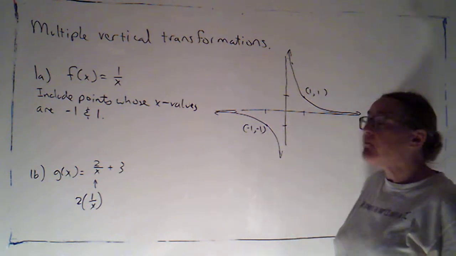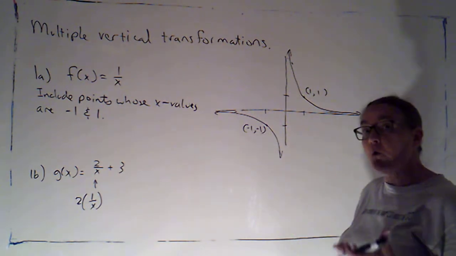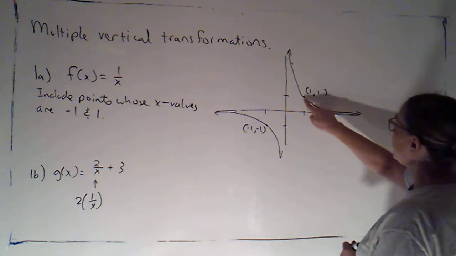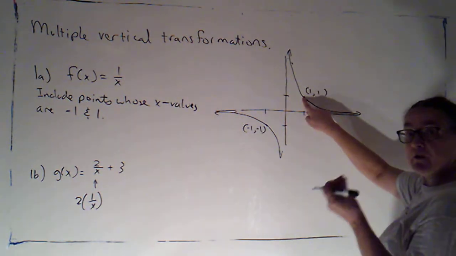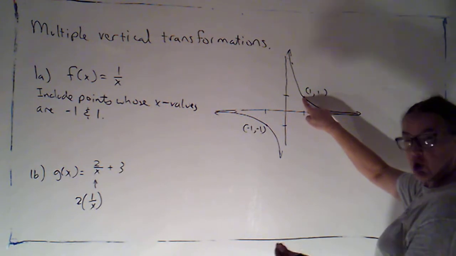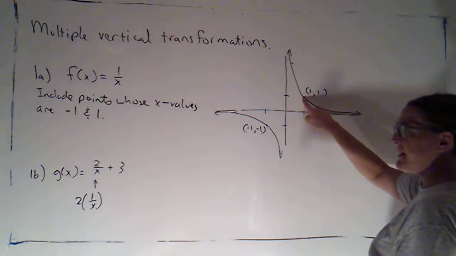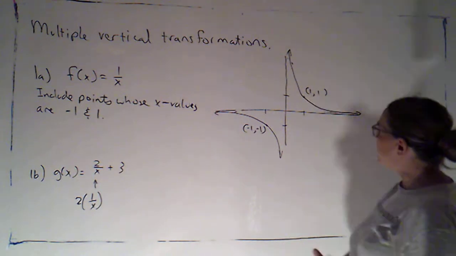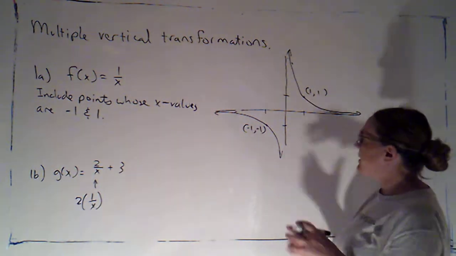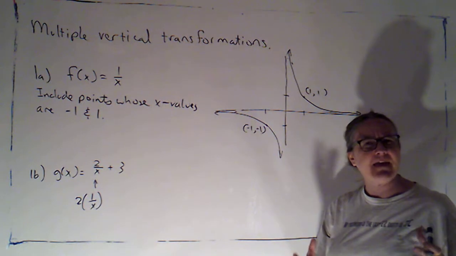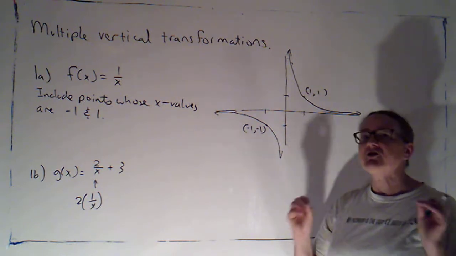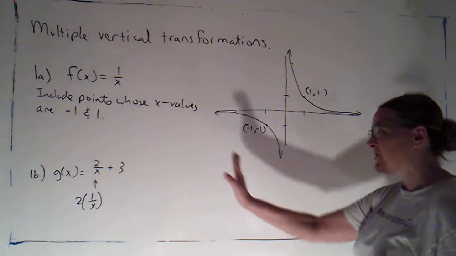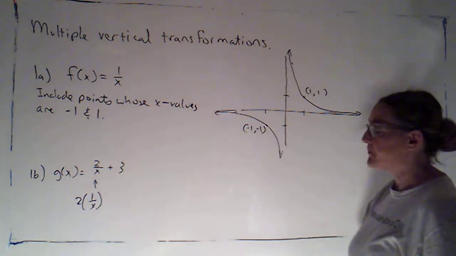Now, when I'm doing more than one thing vertically, the order makes a difference. Because let's just take a look. The y value here is 1. If I were to double 1, that would make it 2. And then if I added 3 to that, that's going to give me 5. If I added 3 first, 1 plus 3 would be 4, and if I doubled that, that would be 8. So I'm going to get different answers if I do things in a different order. That tells me there's got to be a correct order.